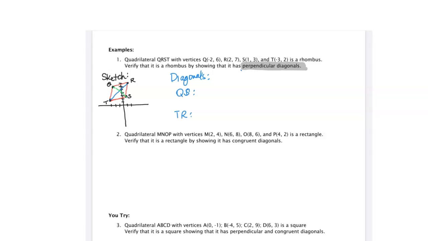Again, we're looking to show that they have perpendicular diagonals. So therefore, we're going to need to calculate their slopes. So we have the slopes of QS and RT. For QS, we have m equals 6 minus 3 over negative 2 minus 1. 6 minus 3 gives us 3. And negative 2 minus 1 gives us negative 3. So our slope is 3 over negative 3, which is the same thing as negative 1.